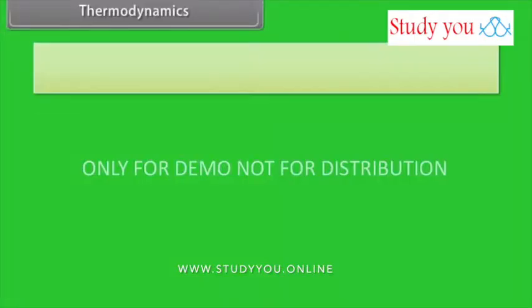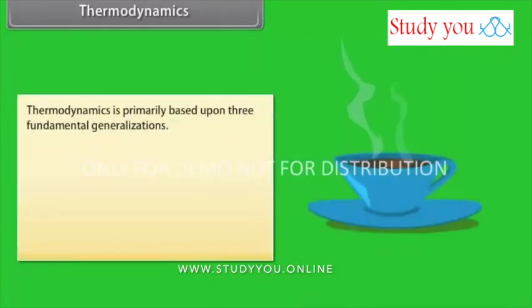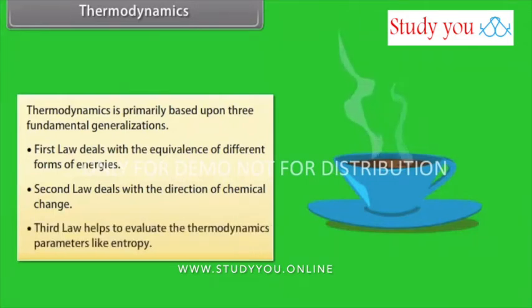Thermodynamics. The branch of science which deals with the quantitative relationship between heat and other forms of energies is known as thermodynamics. Thermodynamics is primarily based upon 3 fundamental generalizations. First law deals with the equivalence of different forms of energies. Second law deals with the direction of chemical change. Third law helps to evaluate thermodynamic parameters like entropy.